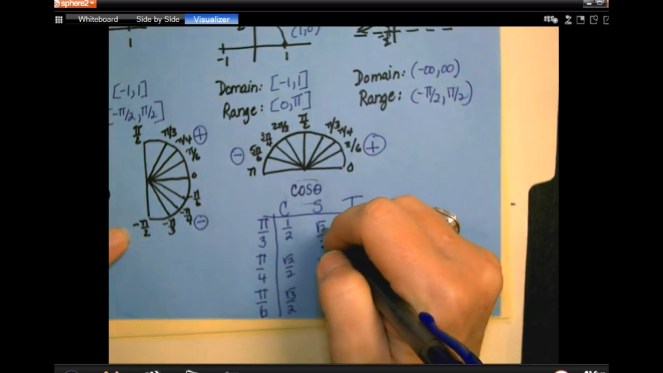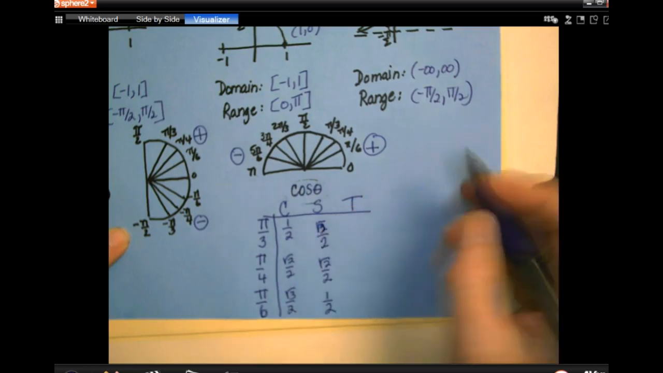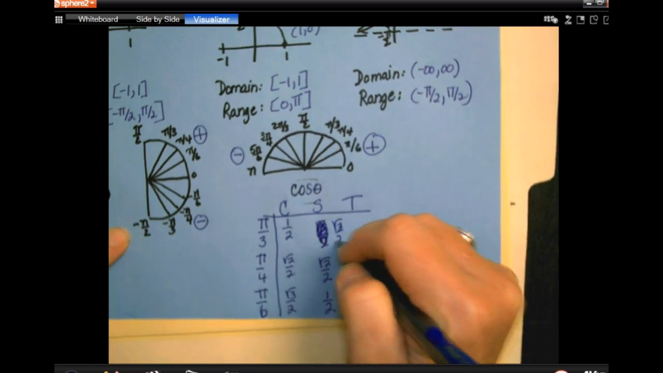Yeah, wait, yeah. This is square root of 3, sorry. This one's the square root of 3. Let's make sure you get it right. Yeah, sorry.